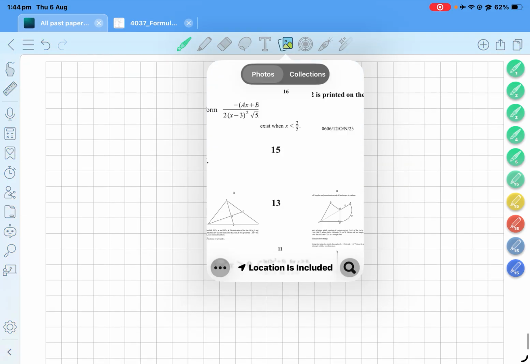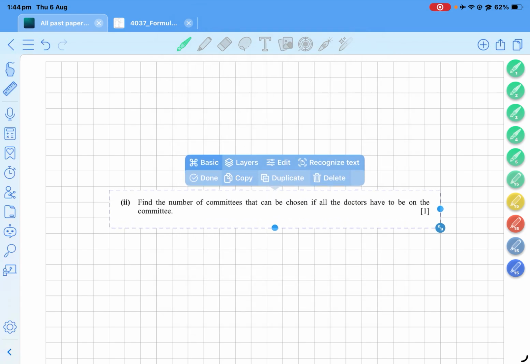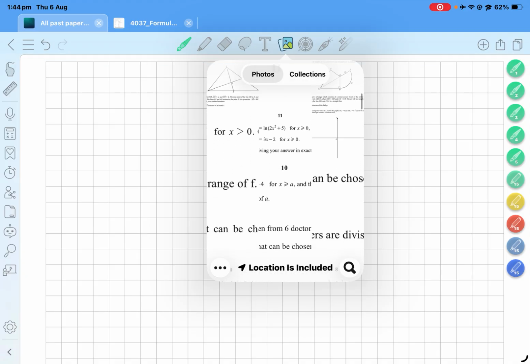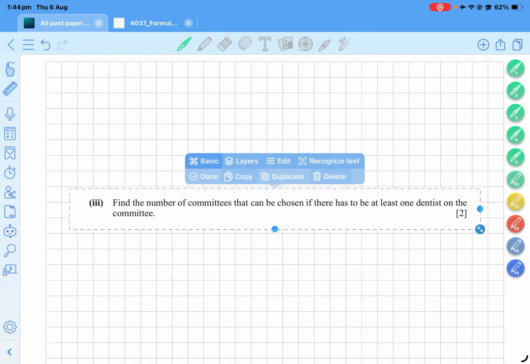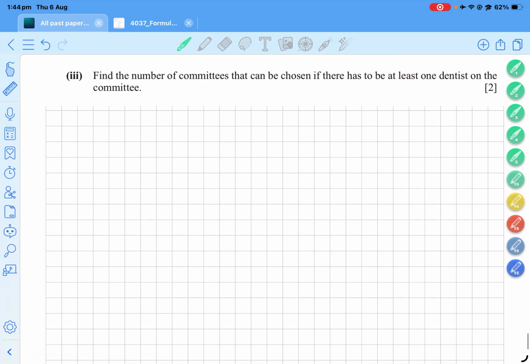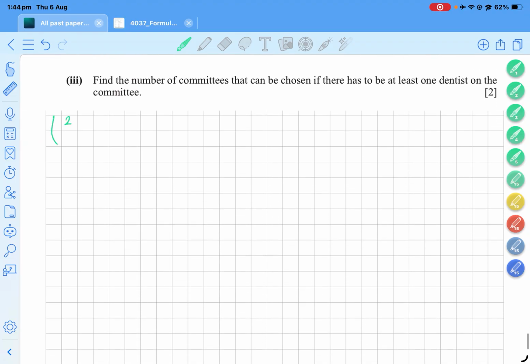Okay, and then I think this is the last one. Yeah, this is the last part. Find the number of committees if there needs to be at least one dentist. So you can do 24C7 minus 16C7 to find the number where there is at least one dentist available.